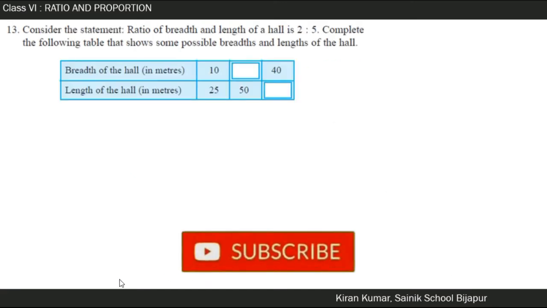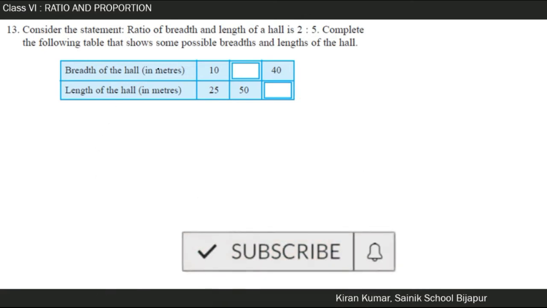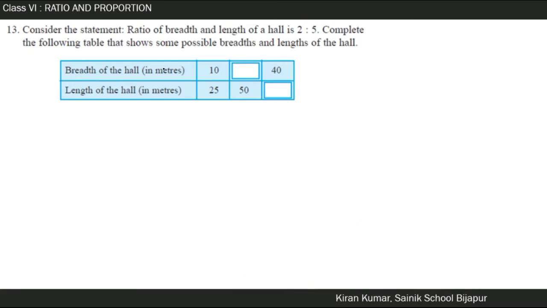Question number 13. Consider the statement: ratio of breadth and length of a hall is 2:5. Complete the following table that shows some possible breadth and length of hall.